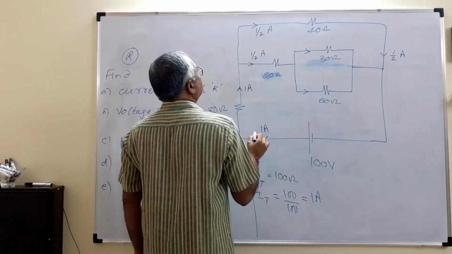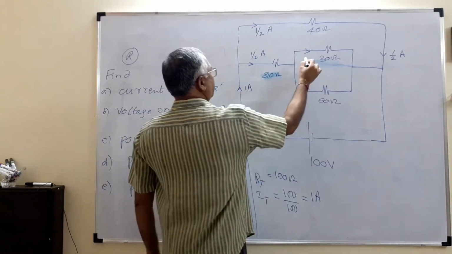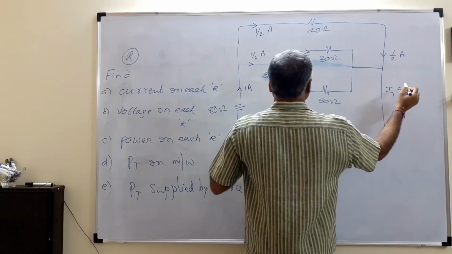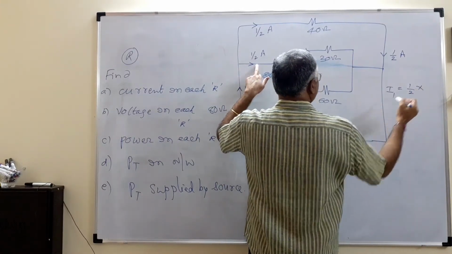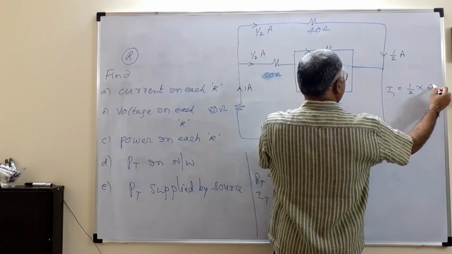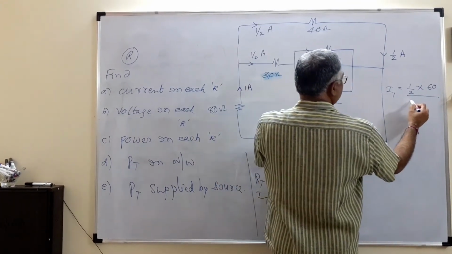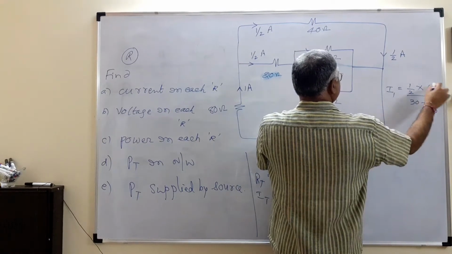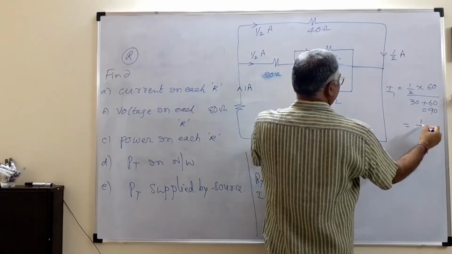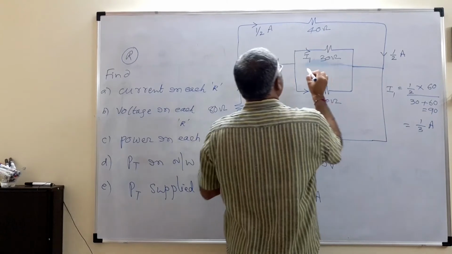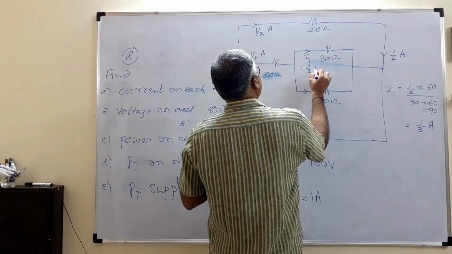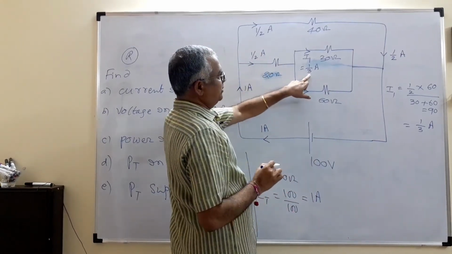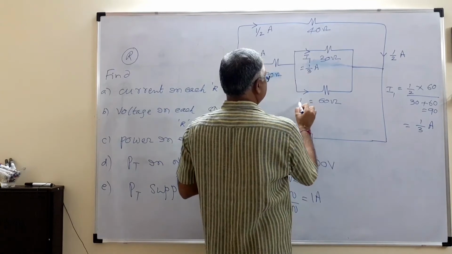So what is this current? Let us say this current is some I1. What is the value of I1? Incoming is 1 by 2. Opposite is 60 by 30 plus 60. 30 plus 60 is 90. So simplify, you get 1 by 3 amps. This is 1 by 3. What is the current here now? 1 by 2 minus 1 by 3 is 1 by 6.